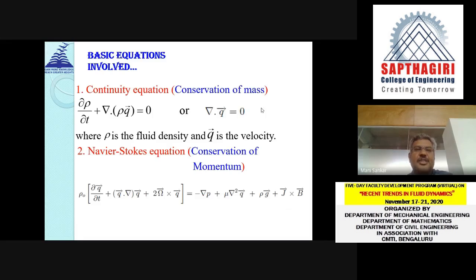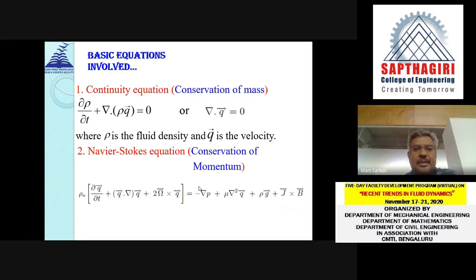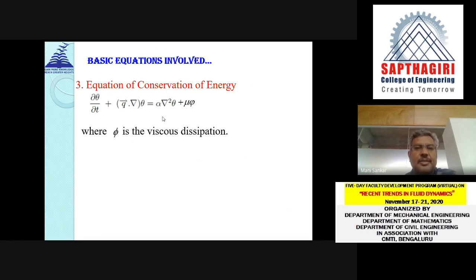So I will consider a research problem. These are the three basic laws which govern fluid flow and heat transfer problems. The first one is conservation of mass, then conservation of momentum, and this is the conservation of energy.